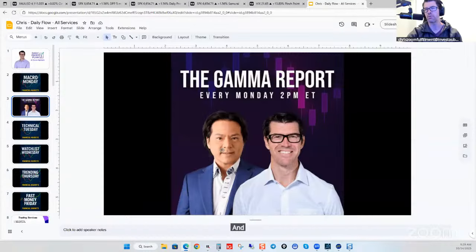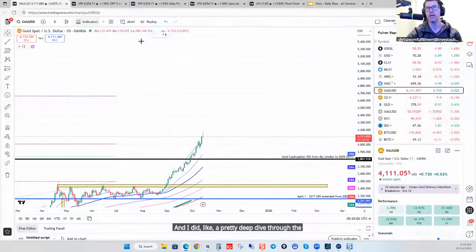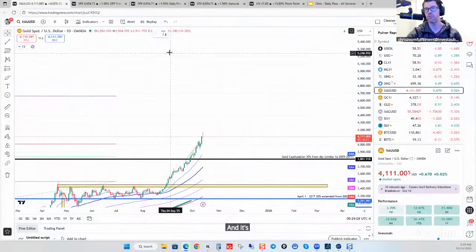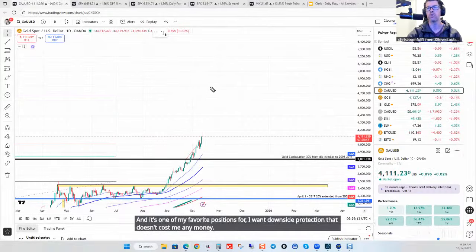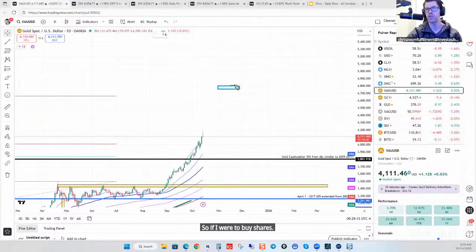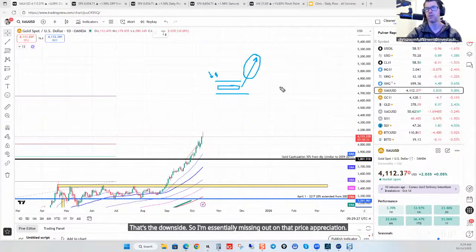And I did a pretty deep dive through the collar trade, and it's one of my favorite positions for when I want downside protection that doesn't cost me any money. So if I were to buy shares, I buy shares, I sell a call, and I buy a put. The downside is if price goes up, I'm getting it called away right here. That's the downside. So I'm essentially missing out on that price appreciation, right?